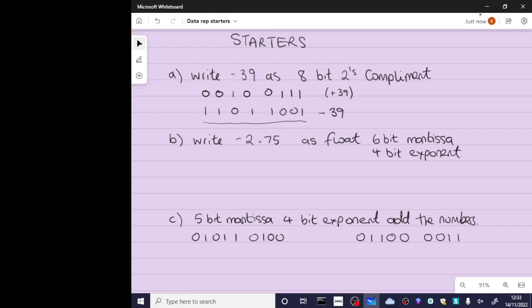You can't just put random binary numbers down. You've got to explain to someone what they are. Right, let's have a look at the next one.